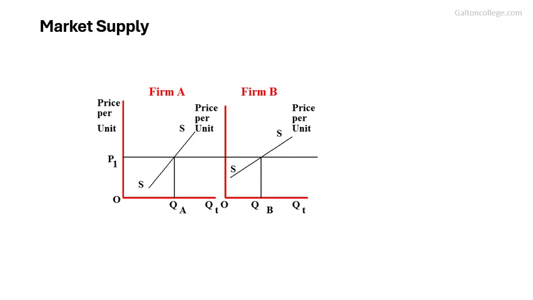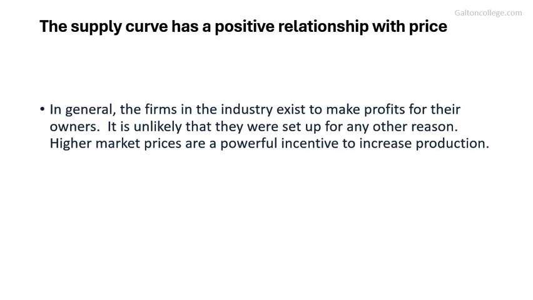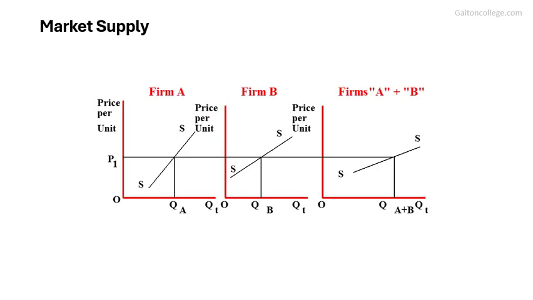Firm B, in the same time period, might put QB on the market. And it'll have a different supply curve. You can see it's a different gradient. So at the price P1, it'll put QB on the market. So we can see where that works. I jumped a bit forward. Let's add the two together.